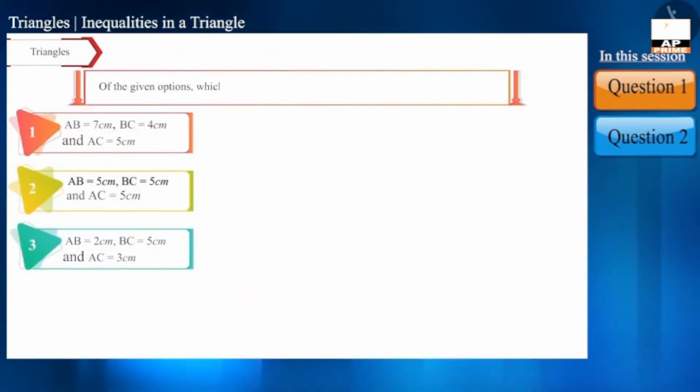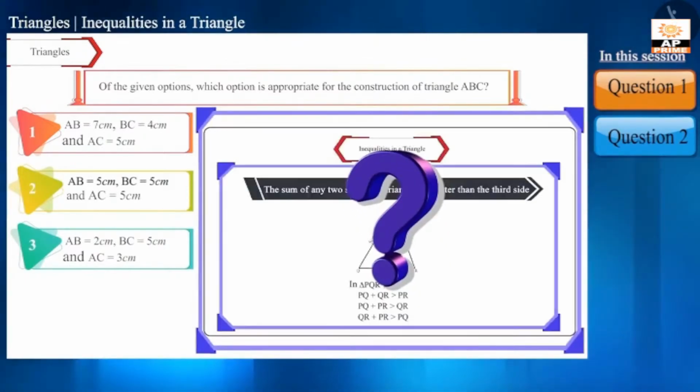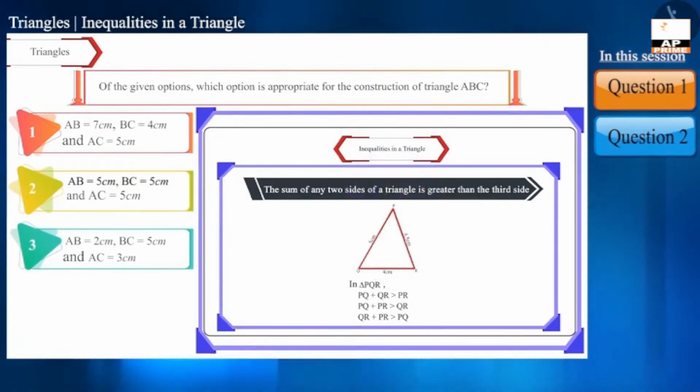Of the given options, which option is appropriate for the construction of triangle ABC? How to solve this type of question? We know that for the construction of a triangle, the sum of its any 2 sides must be greater than the third side. So, we have to check whether the given options agree with this rule or not.